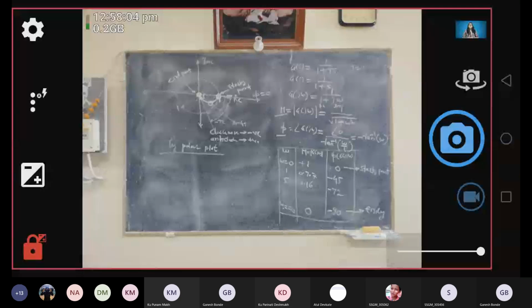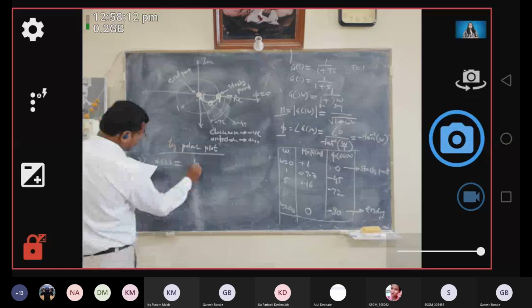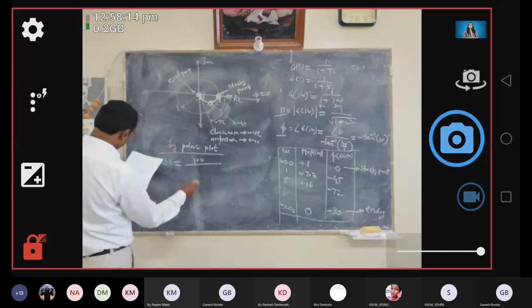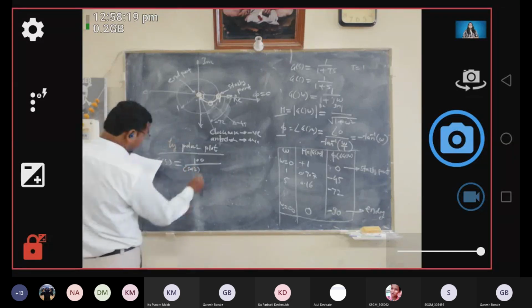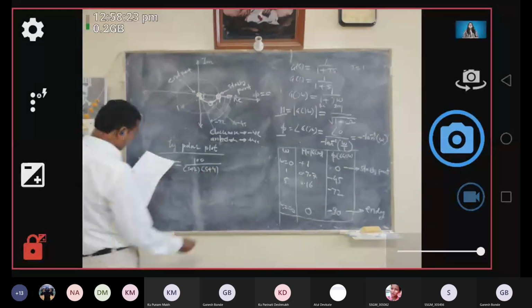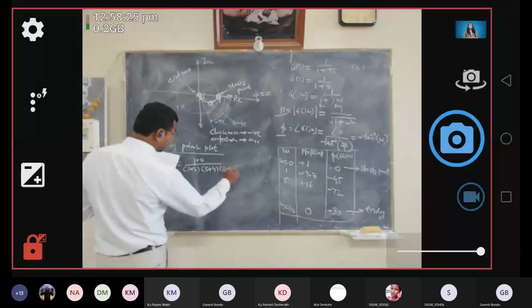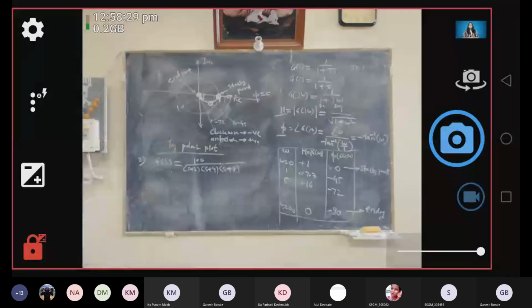So similarly, you can take down another example. G of S equal to 100 upon S plus 2, S plus 4, and S plus 8. Plot the polar plot.